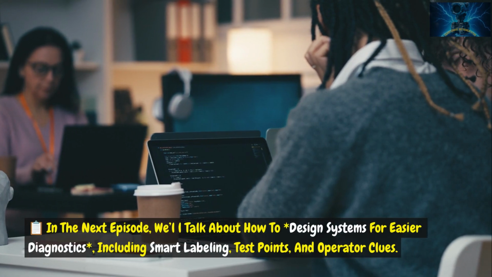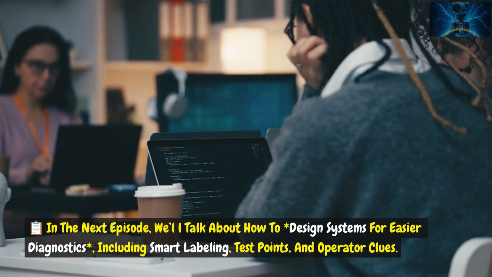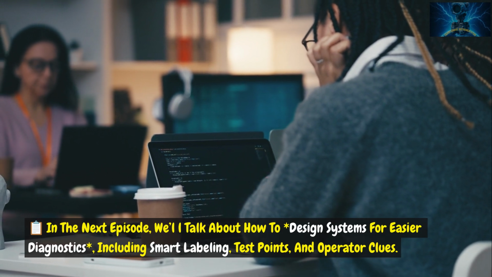In the next episode, we'll talk about how to design systems for easier diagnostics, including smart labeling, test points, and operator clues.